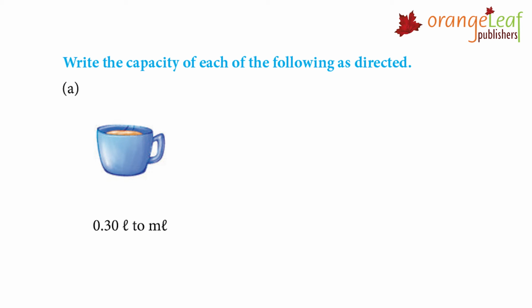We now have to write the capacity as directed. We need to convert 0.30 liters to milliliters. Now we know that 1 liter is equal to 1000 milliliters. We have to multiply 0.30 liters into 1000, which gives us the answer as 300 milliliters.